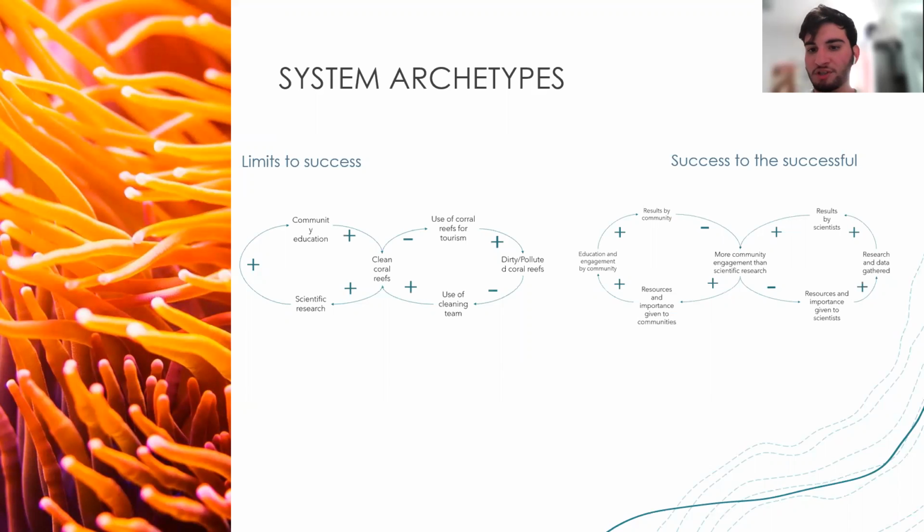As well as success to the successful, where in this organization, the community engagement can be more active and successful, leading to more resources. However, the results by them can sometimes decrease. On the other hand, the scientific community is given fewer resources, linked to fewer results by these scientists, creating more success towards the community rather than the scientific community.